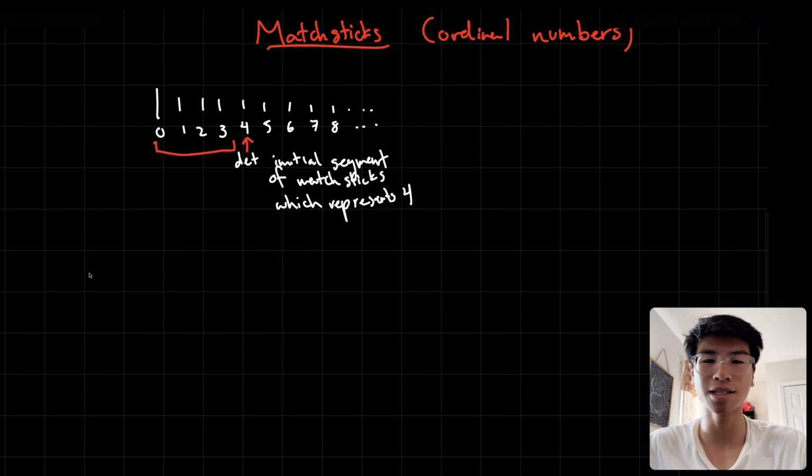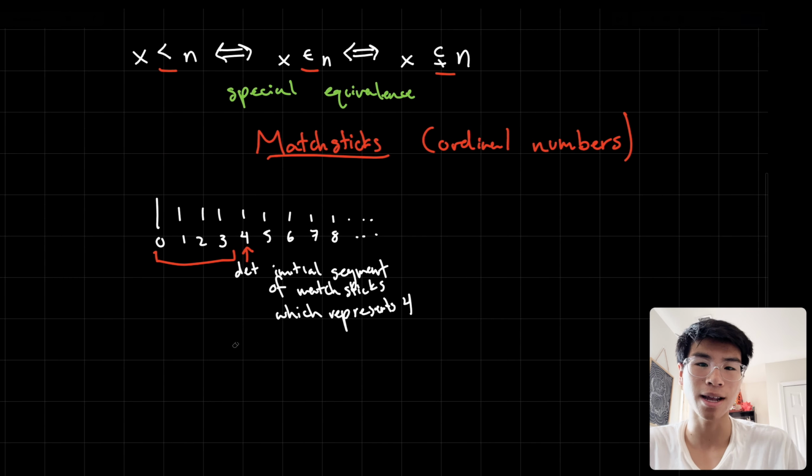We can also define some arithmetic operations using these matchsticks. Another thing I should add is that when we order these sets with this less than or element of relationship and put them into a matchstick representation, we call these numbers ordinal numbers because they're ordered and they represent numbers.